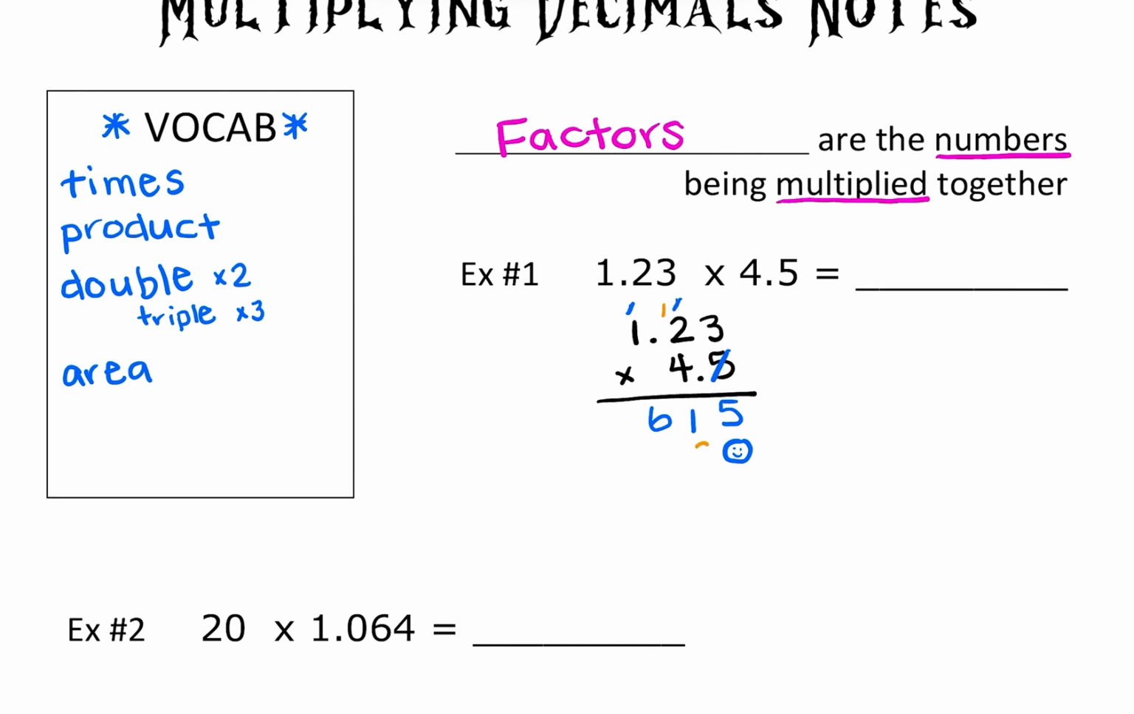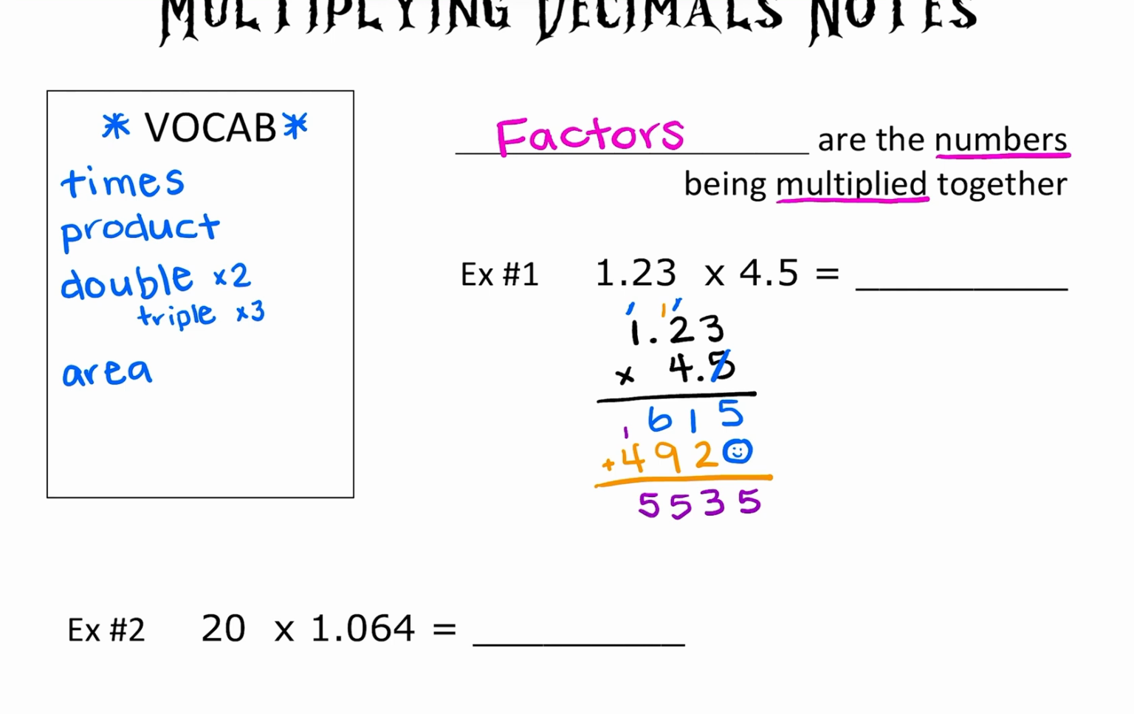Now we're going to multiply the 4. So 4 times 3 is 12. 4 times 2 is 8 plus 1 is 9. And 4 times 1 is 4. Okay, again, I'm ignoring the decimals right now. So now I can add, and I get 5, 3, 15, 5.